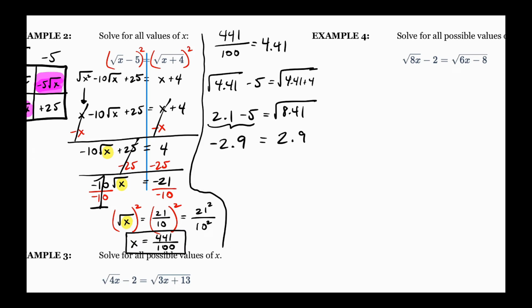Those aren't equal. They're close, but they're not equal. 2.9 is like I have $2.90 in my pocket. That's like saying that. Negative 2.9 is like saying I owe someone $2.90, or I just spent $2.90. Right? It's not the same thing. Okay. So because of that, this answer is extraneous. The only answer I got is extraneous.